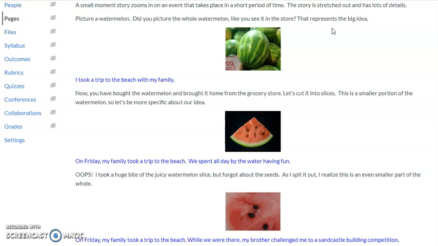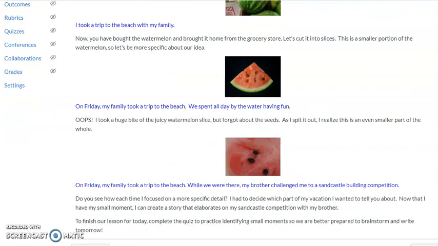That doesn't zoom in on any specific detail, okay? We want to zoom in. So something more specific than this first one is this sentence here. It says, on Friday, my family took a trip to the beach. We spent all day by the water having fun. We have more detail in that one because we know it took place on a Friday, and we know that they were at the water, spending time in the water and enjoying themselves. But we still don't have a specific visual, right?